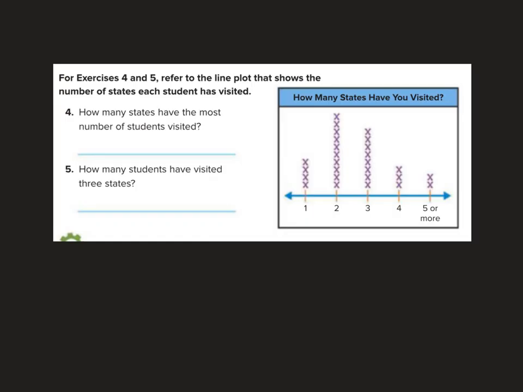For exercises 4 and 5, refer to the line plot that shows the number of states each student has visited. Cool. How many states have the most number of students visited? So the most, real quick, you can tell, is 2. 2 states. Because it's the tallest, right? How many students have visited 3 states? So I'm looking at this line here. 1, 2, 3, 4, 5, 6, 7, 8. 8 students have visited 3 states.